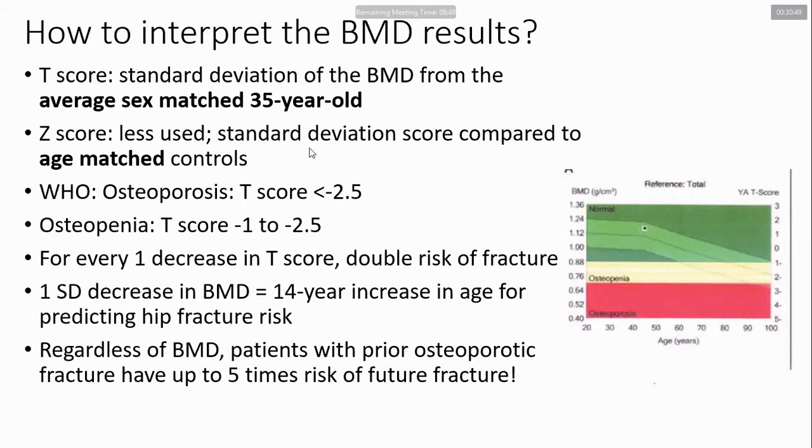And Z-score is actually compared to your age-matched control. If you are a patient of 60 years old, you are comparing it with the bone quality of a healthy 60-year-old, not the ideal population. You always want to compare with the ideal population, which is the T-score. Remember WHO has a cutoff of minus 2.5 for osteoporosis. If you go below minus 2.5, that is osteoporosis. Anything above that up to minus 1 is osteopenia, and 0 to minus 1 would be normal.